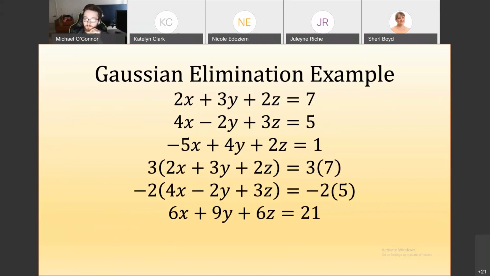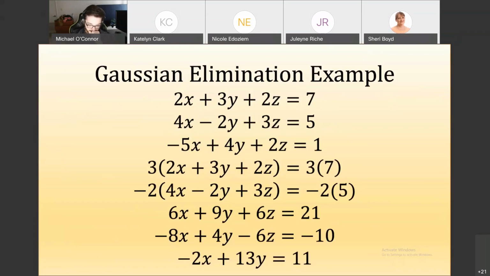And then distributing that negative 2 out to that second equation, you get negative 8x plus 4y minus 6z equals negative 2 times 5, which is negative 10. And then what I'm going to be doing is I'm just going to be adding those equations together. So 6 minus 8x, excuse me, 6 minus 8x is equal to negative 2x, and then 9 plus 4y is equal to positive 13y, and then positive 6z and then minus 6z is equal to 0z, so that just cancels out, that does what we wanted it to do, and 21 minus 10 is equal to 11. And that's how you find the first equation to your 2x2 system, is negative 2x plus 13y equals 11.